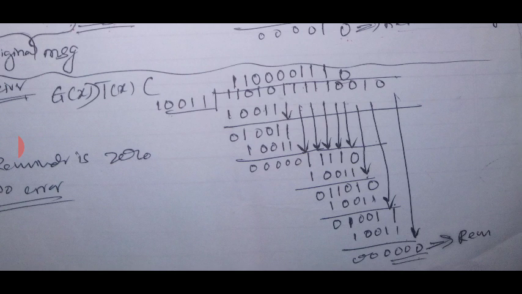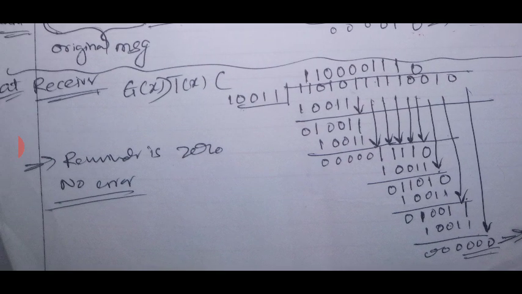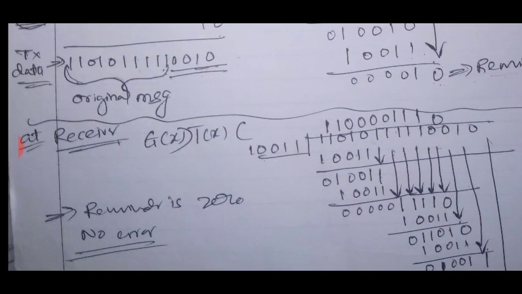After doing this division operation at the receiver side, you will get the remainder as 0. If the remainder is 0, then there is no error. If the remainder is other than 0, then you will get an error. For your transmitted data Tx, if you transmit any other data apart from this one, then you will have an error. If you transmit the same data, then your message is error free.